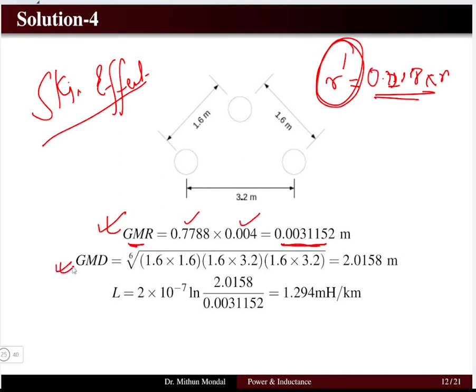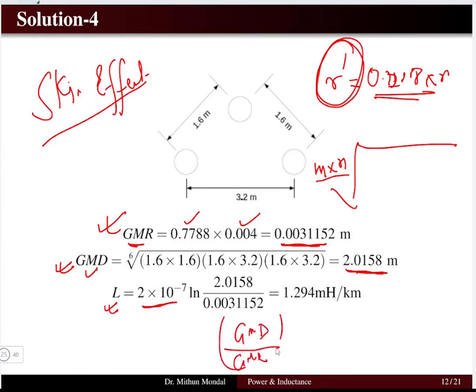Then we calculate the GMD of the line. When you calculate the GMD, as we have discussed in the lecture class, it will be the product of M into N, how many conductors are there and how many we are taking. So we have got the GMD as equal to 2.0158, and then the inductance of the line is basically 2 into 10 to the power minus 7 ln of GMD by GMR. Here we are taking the natural logarithm ln of GMD by GMR, multiplied with 2 into 10 to the power minus 7.